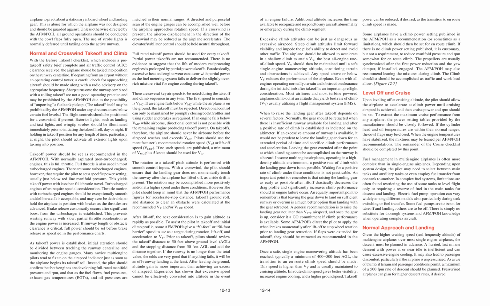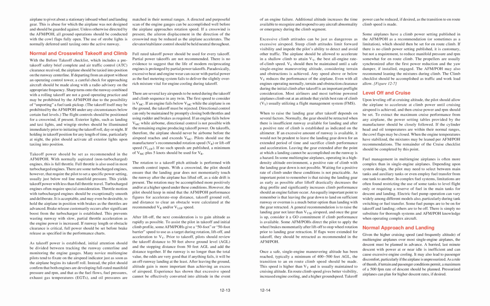If a crosswind is present, the aileron displacement in the direction of the crosswind may be reduced as the airplane accelerates. The elevator/stabilator control should be held neutral throughout. Normal and crosswind takeoff and climb begin with the before takeoff checklist, which includes a pre-takeoff safety brief complete and air traffic control, ATC, clearance received. The airplane should be taxied into position on the runway centerline.